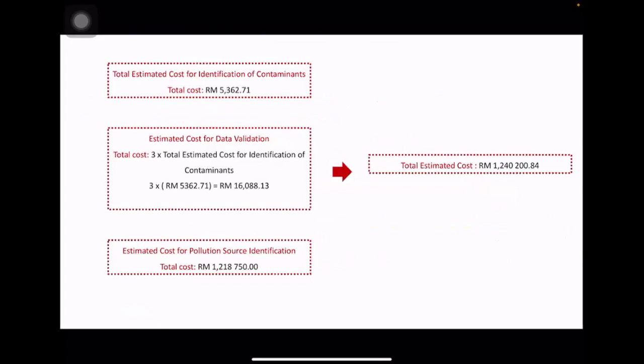Okay, and lastly, this is the total estimated cost, where, as I said earlier, the estimated cost for identification would be up to 5,000 ringgit, and then for data validation it is going to cost up to 16,000 ringgit, followed by the implementation of artificial intelligence, which is going to cost around 1.2 million. So in total, the estimated cost for this purpose would be up to 1.24 million. And that's all from me. Thank you.